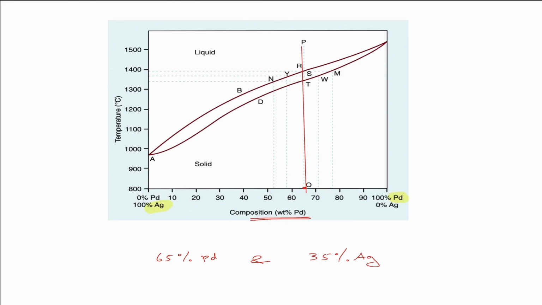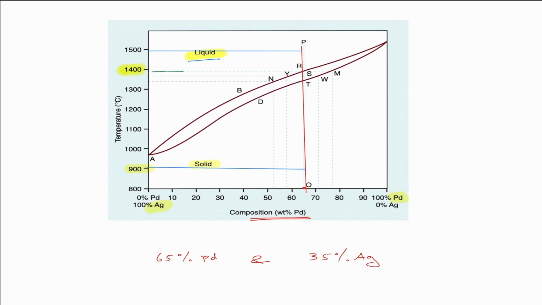Now see this graph. At a temperature of 1500 degrees Celsius, this particular alloy is completely liquid. Now when you come down to a temperature of, for example, 900 degrees Celsius, it is completely solid. Now what we are going to consider is what happens at a temperature of 1400 degrees Celsius.